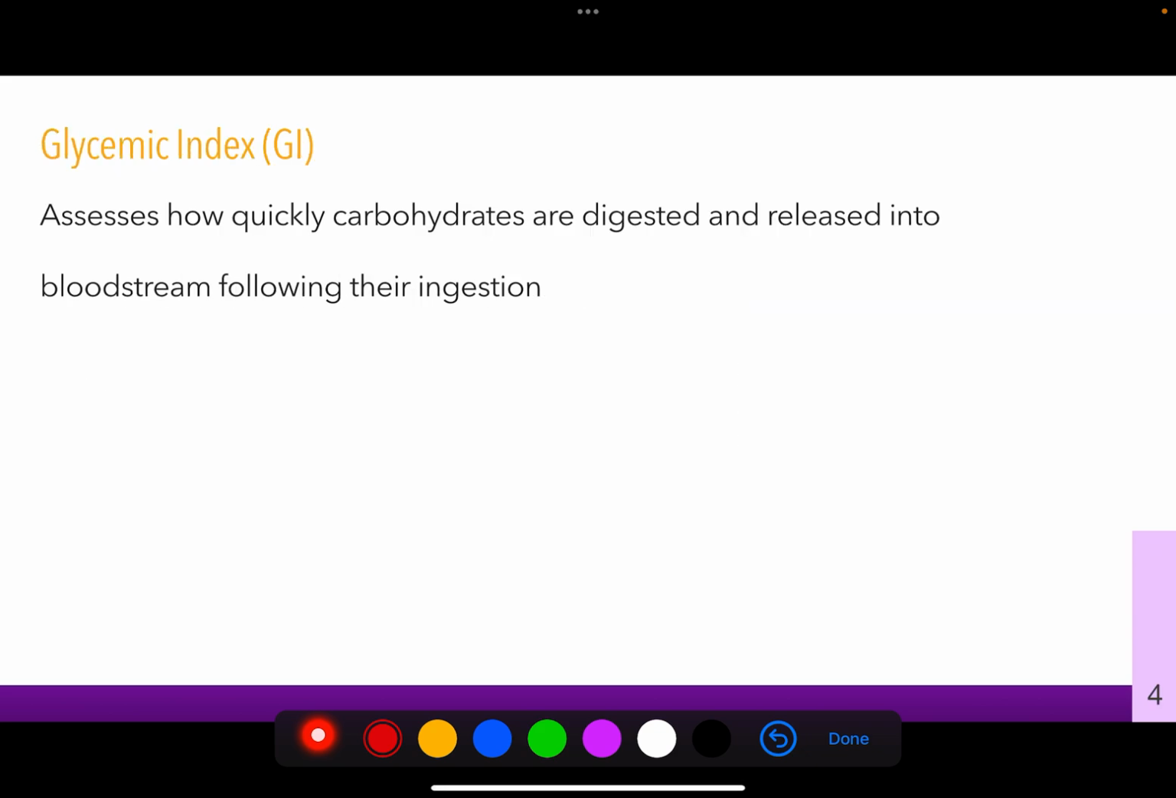Now, glycemic index is very important. It will actually tell you, if any patient takes any food, how fast the glucose rises in the blood. The glycemic index tells about it. It assesses how quickly carbohydrates are digested and released into the bloodstream following their ingestion.